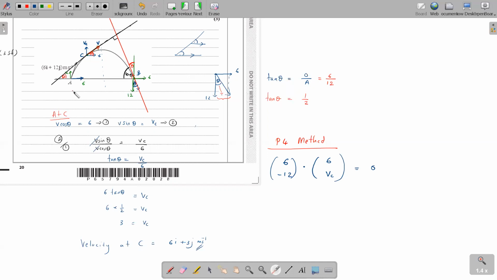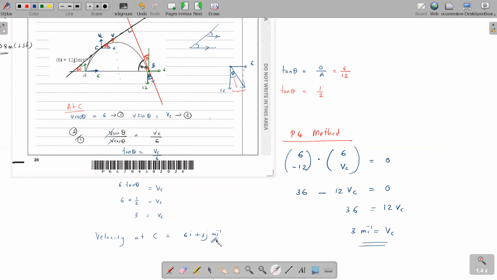This is actually quite easy if you know the dot product method. So you take 6 times 6 is 36, minus 12 times VC equals 0. So 12 VC equals 36, which gives you velocity C is 3. This is actually a lot easier than the other method.